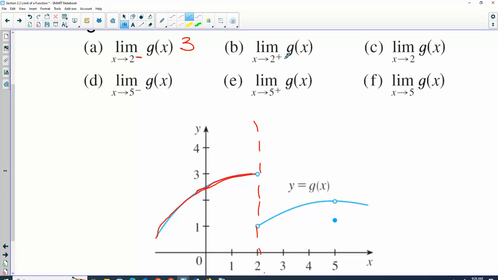If I am approaching 2 from the right, so I'm still coming into this dashed line when my x is 2, but I'm looking at things bigger than 2. So I'm on this section of my graph. What y value is that one approaching? 1. So what if I'm doing both at the same time? If I'm coming in from both the left and the right, my fingers don't match up, so what does that tell me about the limit? Does not exist. Okay. Let's look at the next one.